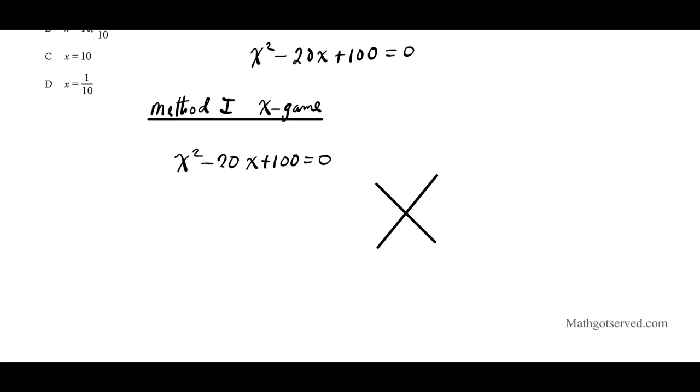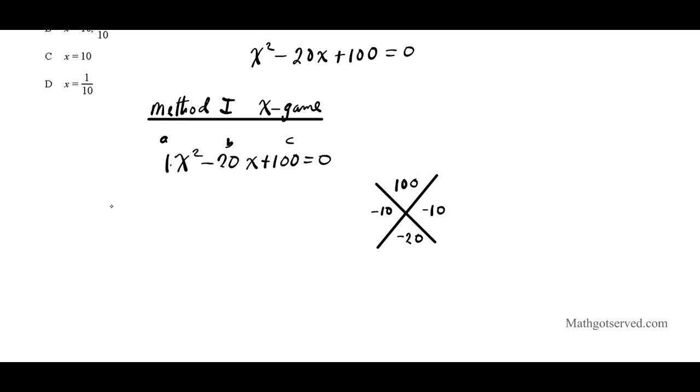So let's see. AC, we have the coefficient of the x squared is 1. So we have A, B, C. So AC is 100 and B is negative 20. So what two numbers multiply to give you 100 and add to give you negative 20? You can do negative 10 and negative 10, right?